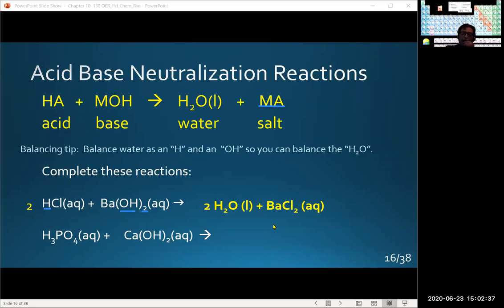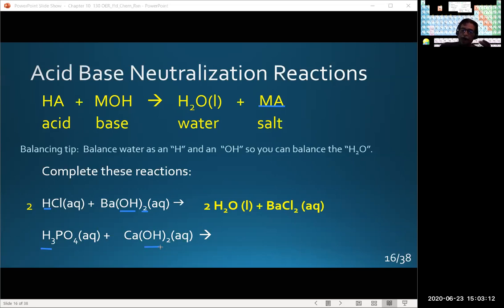Now, here's the next one. A little bit more challenging, but that's okay, we can work it through. Recognize that we have an acid, H3PO4. Okay, here we go with the hydroxides again. Calcium hydroxide, otherwise known as TUMS. Okay, now in this case, I have 2 hydroxides in the calcium and 3 protons.